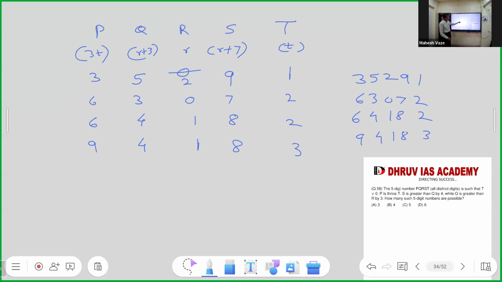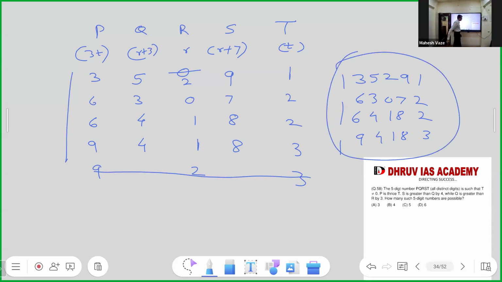Now here you cannot have 2 here. Say 3, 9. You cannot have 2 because 2 plus 7 will be 9, which is again same. So you cannot have this option. So there are only these 4 numbers. Okay, 1, 2, 3, 4. 4 numbers. So how many such 5-digit numbers are possible? It will be 4. So you have to do some trial and error with the given restrictions and some elimination process.